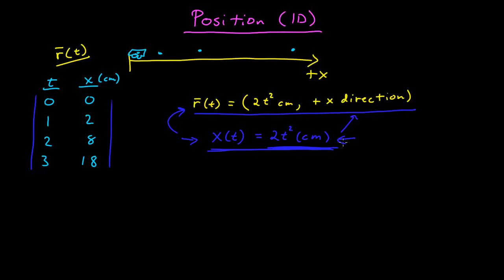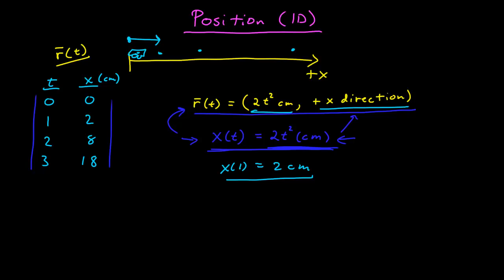But just never forget that it still represents this vector. At t equal to 1, as we see, I plug this in here. This is 2 centimeters, but that represents this vector that starts from the origin and points to x equal to 2 centimeters. It has a magnitude of 2 centimeters and a direction in the positive x direction.